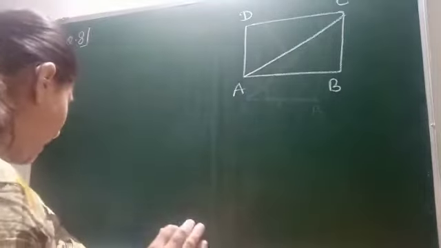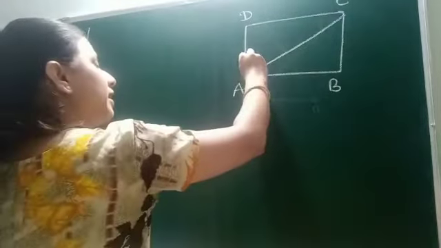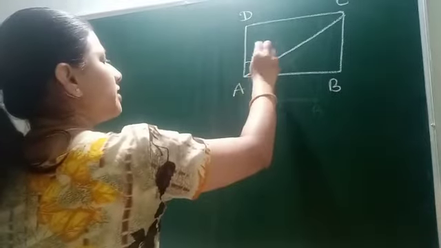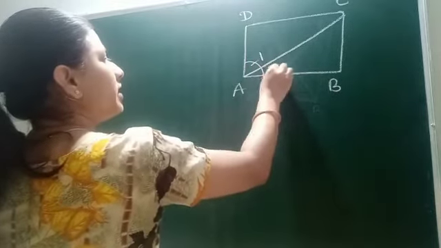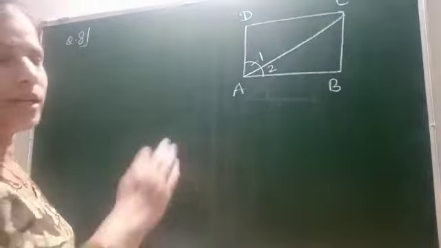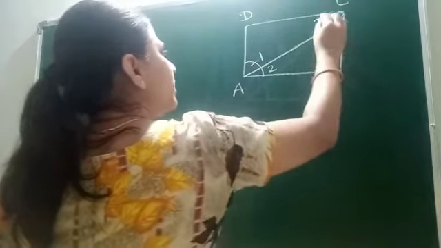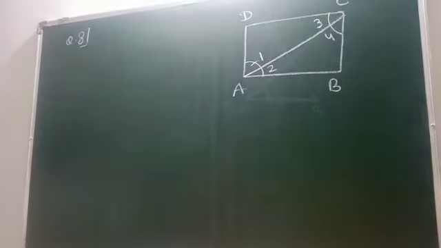This diagonal AC bisects angle A. It means into two equal parts. So let's suppose that this one is your angle 1, this one is your angle 2. It means angle 1 is equal to angle 2 and angle 3 is equal to angle 4. It is given that. Okay.